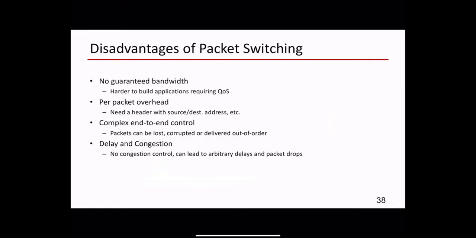And there's per packet overhead because per packet, I have to specify who's sending and who's the destination. Who's a receiver, who's a sender, okay? And it is very complex to end control. When there are very many people try to do at the same time, it is congested. And we should have end-to-end control and delay and congestion control. So no congestion control can lead arbitrary delay and packet drops. So we should have a delay and congestion control and end-to-end protocol. So we're gonna talk about this detail over the semester.